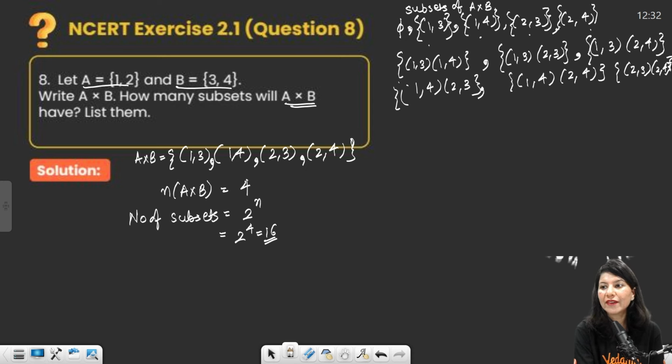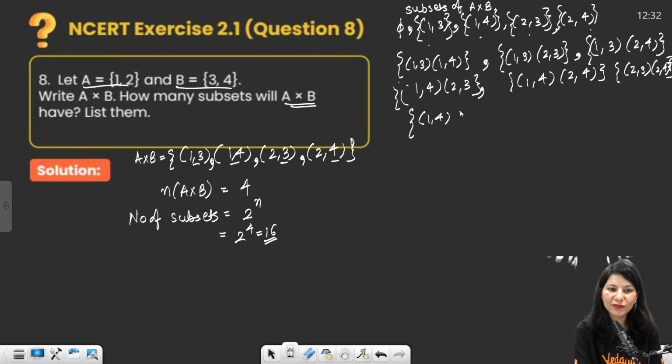2, 3, 2, 4. Okay. So, having 2 elements. Correct? Now, having 3 elements. Having 3 elements, so basically we are having 4, right? So, let us skip it one by one. Now, in one of the sets, let's not take 1, 3.